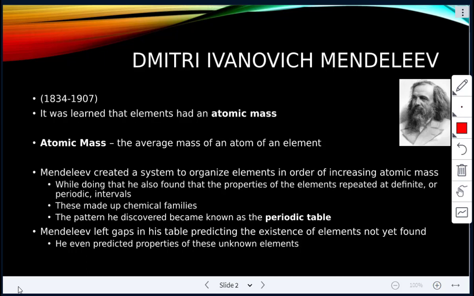But while he was doing that, he also found that the properties of the elements repeated at definite or periodic intervals. This made up chemical families, and that pattern he discovered became known as the periodic table. Mendeleev was so good at what he was doing that he even left gaps in his table, predicting the existence of elements that hadn't even been found yet. He was even able to predict the properties of those unknown elements.